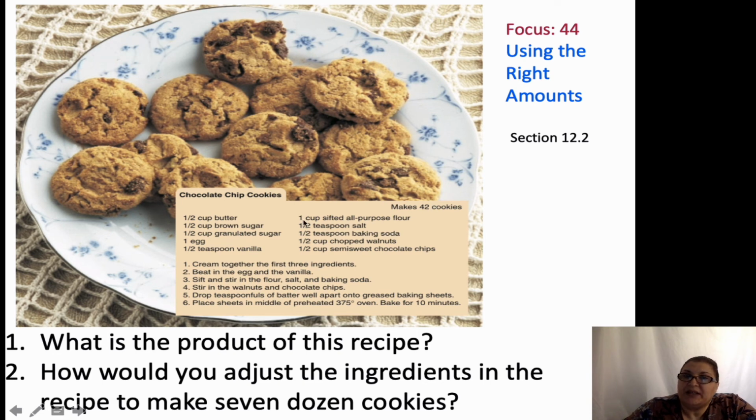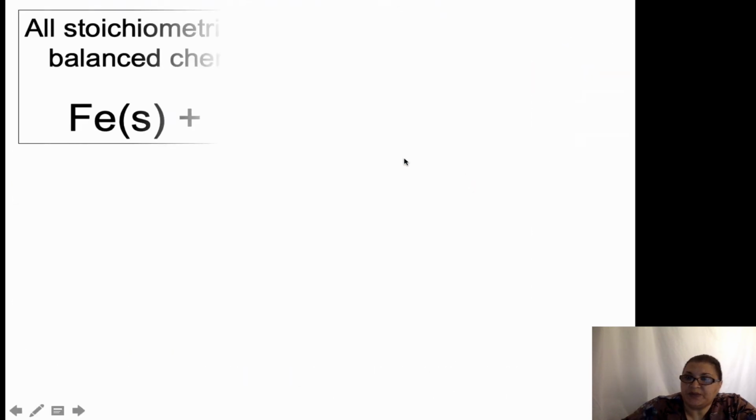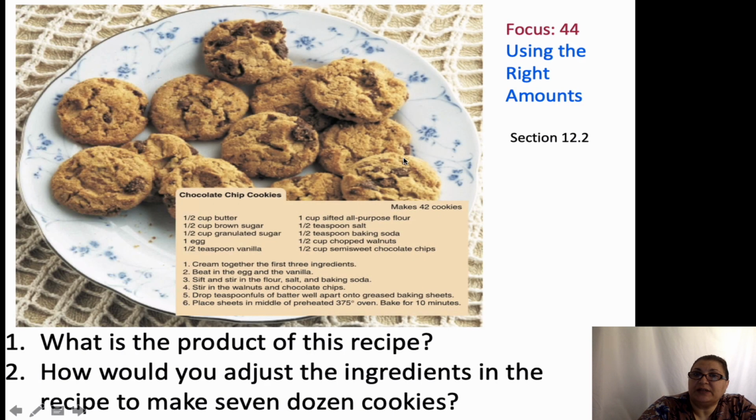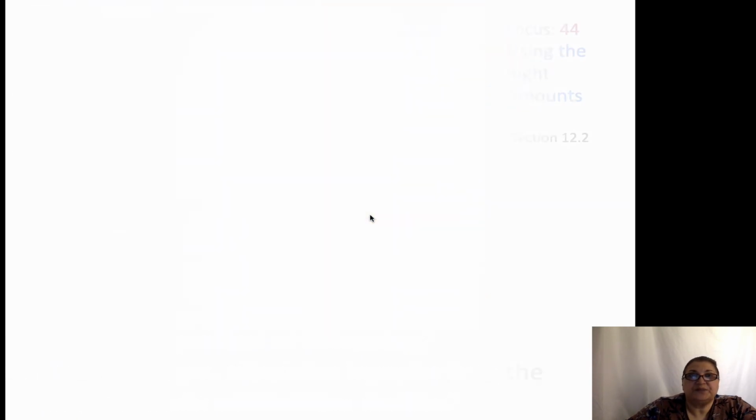So it says this recipe makes 42 cookies. So we divide 42 by 12 and that gives us 3.5 dozens. To go from 3.5 dozens to make 7, we'll multiply everything by 2. So instead of half a cup of butter, we make 1 cup. Instead of 1 cup of flour, we make 2 cups. Okay, so multiply everything by 2.